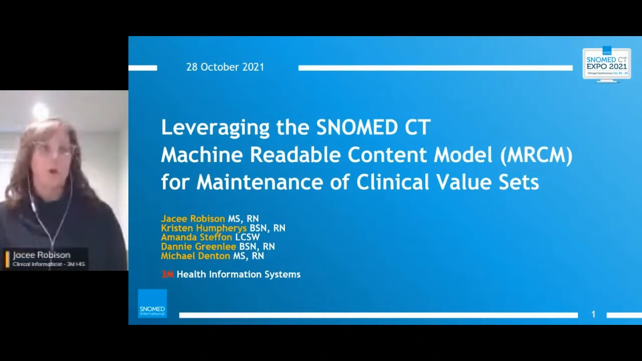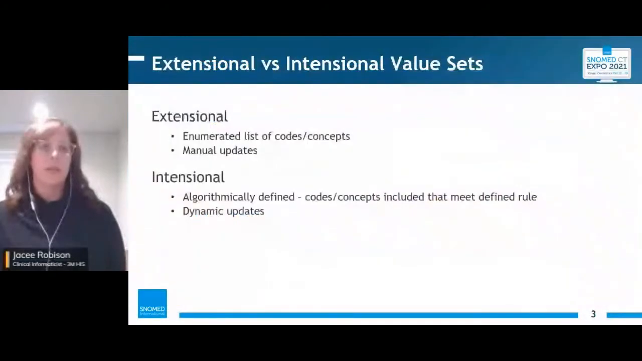Before going over the project background, the difference between an extensional and intentional value set. Extensional value sets are enumerated lists of codes or concepts. Extensional value sets require manual updating when new concepts are made available. Intentional value sets are algorithmically defined, meaning concepts that rule will be included in the value set. This allows for dynamic updating. Once a new concept becomes available, it can be automatically included in the value set.